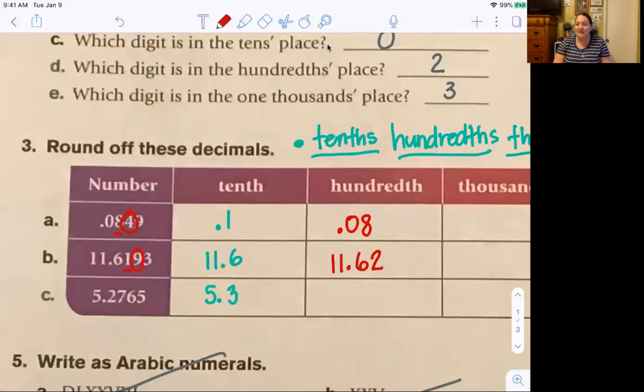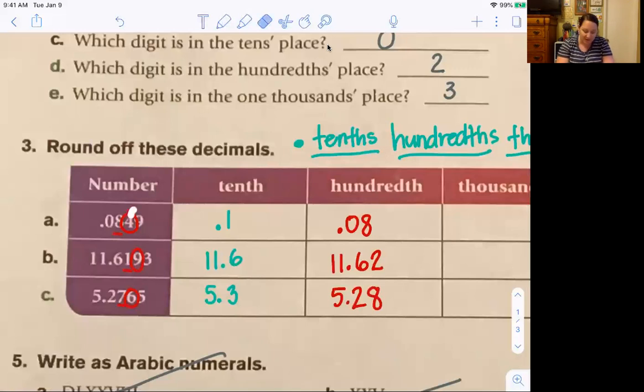And then letter C, 5.2765. What's in the hundredths place? A 7, which means the 6 is the boss. It's 5 or more up the score, so the 7 becomes an 8. 5.28.